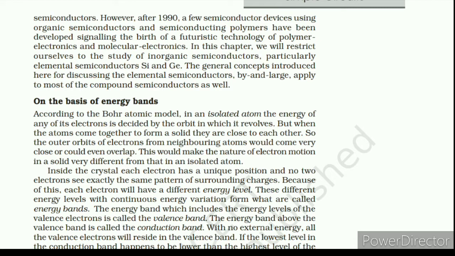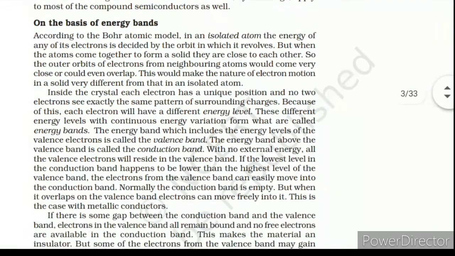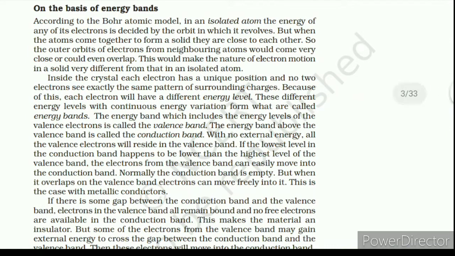On the basis of energy bands. According to the Bohr atomic model, in an isolated atom, the energy of any of its electrons is decided by the orbit in which it resides. But when the atoms come together to form a solid, they are close to each other. So, the outer orbits of electrons from neighboring atoms would come very close or could even overlap. This would make the nature of electron motion in a solid very different from that in an isolated atom.